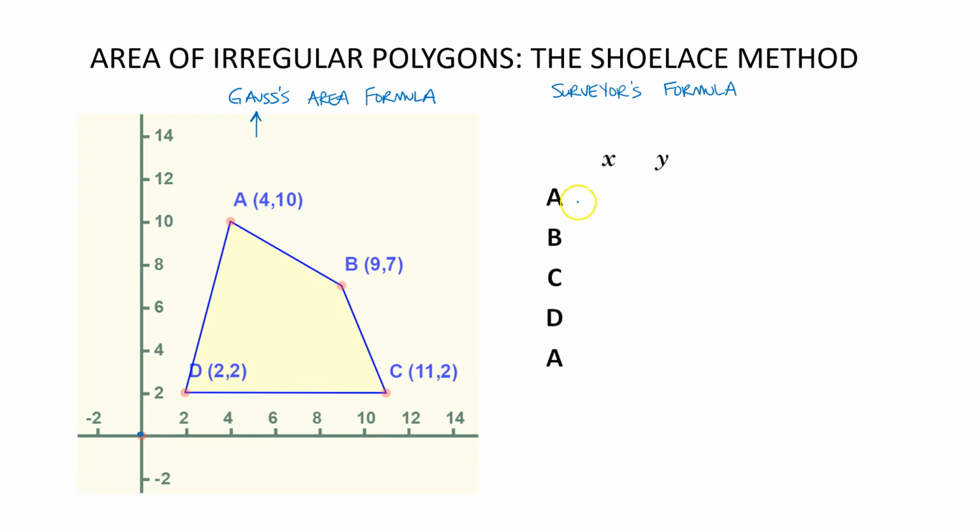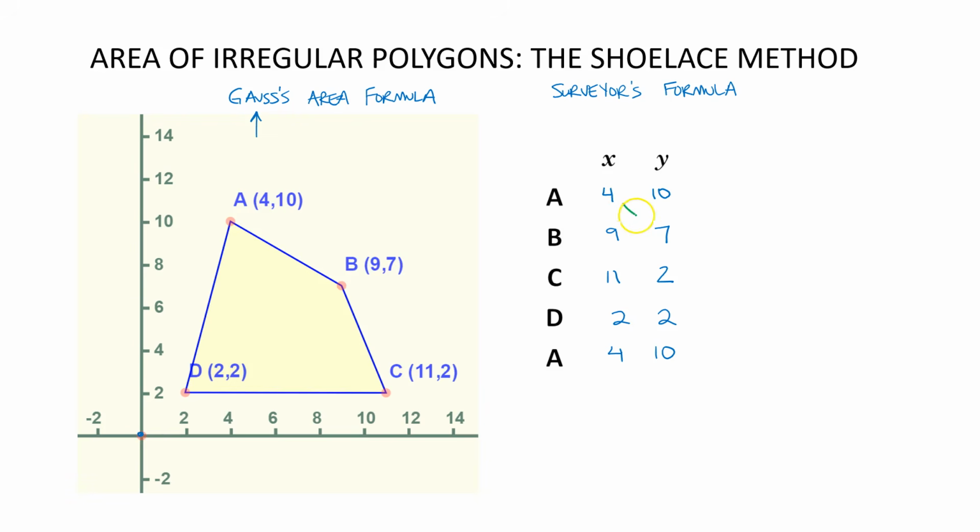What we're going to do is make a little chart with our x and y values. We're going to take the points in clockwise order. So starting with A, the x value is 4, the y value is 10, B is 9, 7, C is 11, 2, D is 2, 2, and then we have to end back where we started, so back at 4, 10. Now we're going to multiply diagonally.